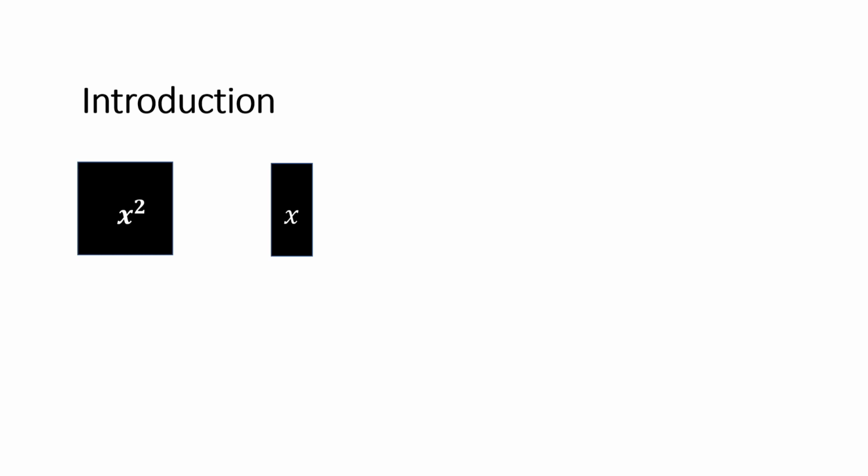Let us start with the basic characteristics of the tile. This is the x squared tile. It is the larger of the two square tiles in the set of algebra tiles. And this is the x tile. It is a rectangular tile and it has the length that is exactly equal to the sides of the x squared tile.